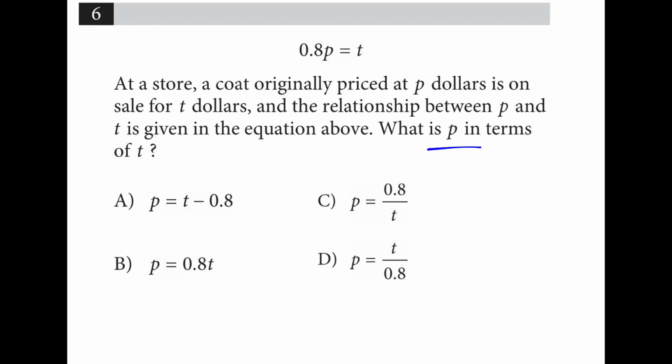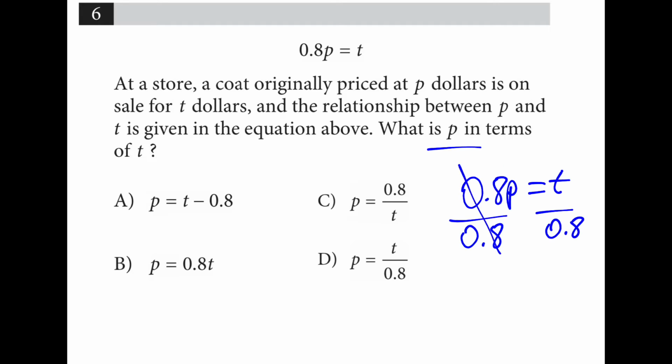They want to know p in terms of t. So this is a fairly straightforward one. I take 0.8 p is equal to t, and I get p by itself. So I divide both sides by 0.8. Cancels out on the left. P is equal to t over 0.8.